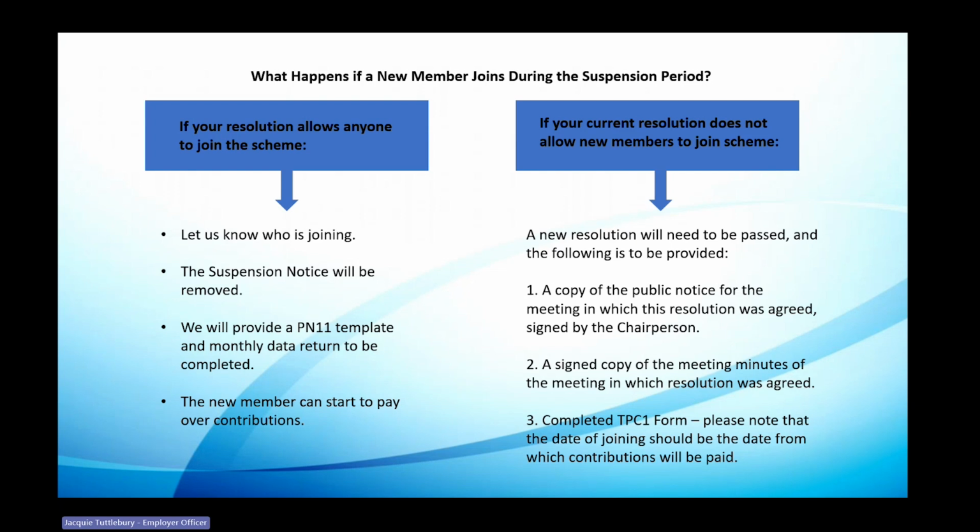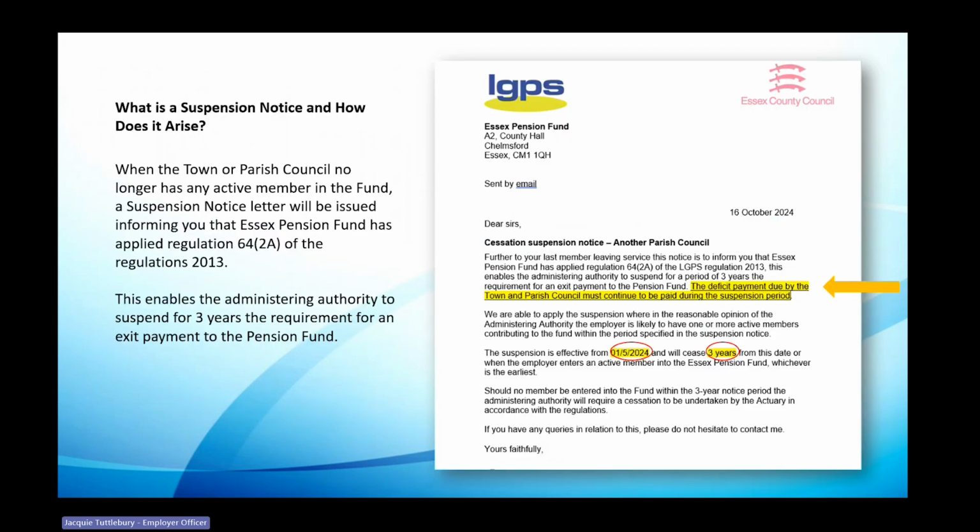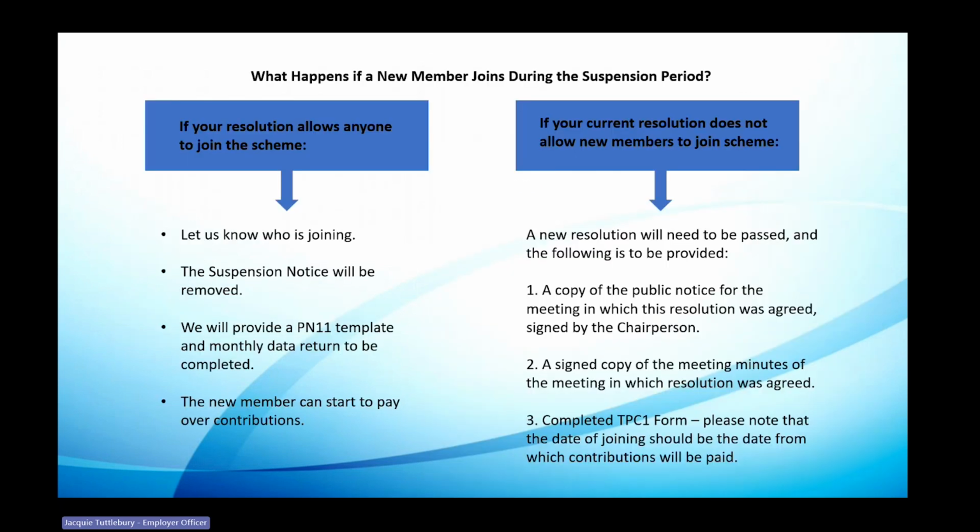Now, all of this information will be sent to you in the suspension letter that you saw in the first slide. So all of that information is enclosed within the body of that letter. And sometimes it can be skimmed over because it is quite a long document, but it's worth getting to grips with that so you know exactly what to do if you wish to bring a new member into the scheme.